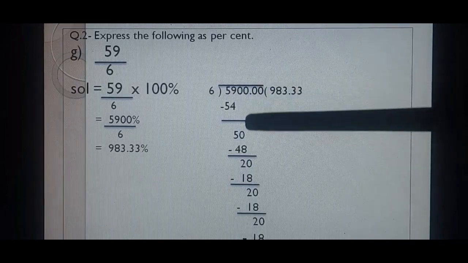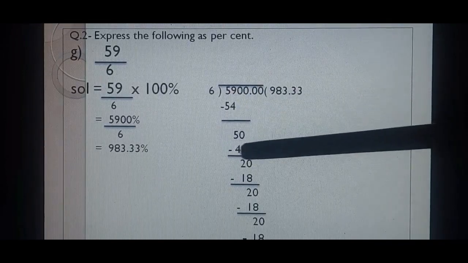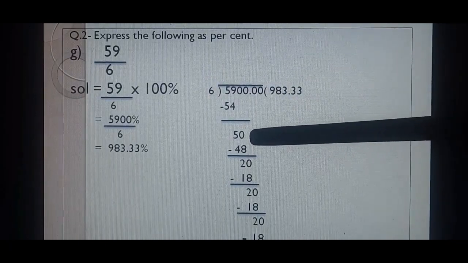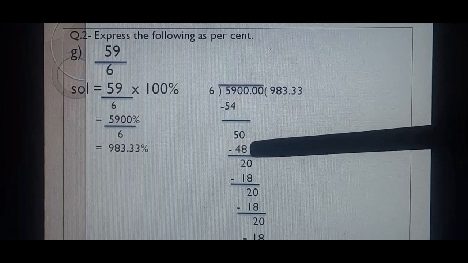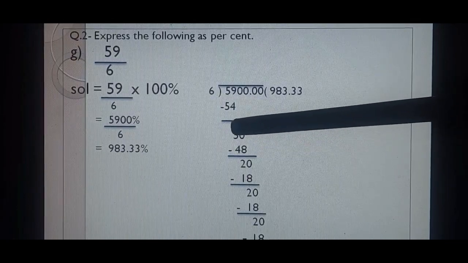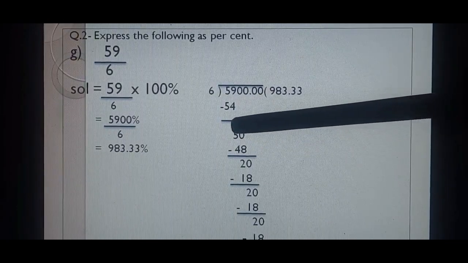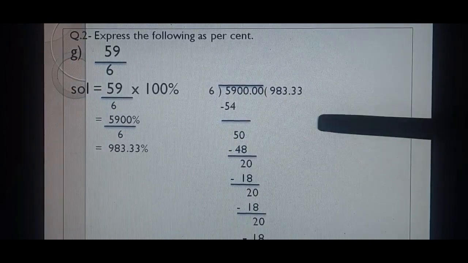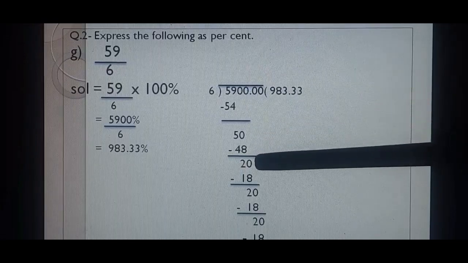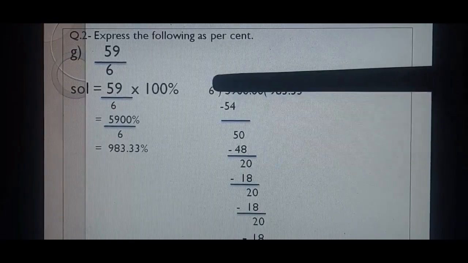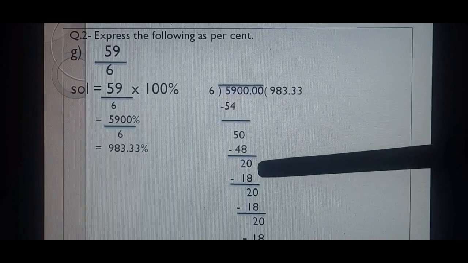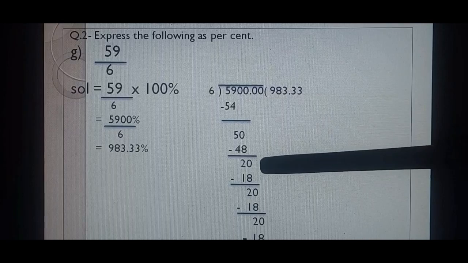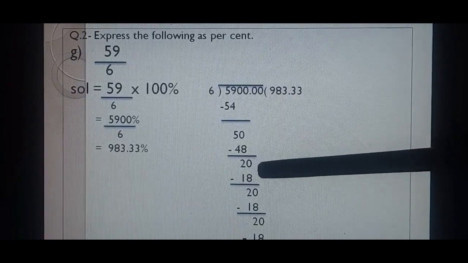Now 5 is there. We will take the next digit, that is 0. The number has become 50. 6 8s are 48. 0 minus 8 is not possible, so it will take borrow. 0 will become 10 and 5 will become 4. 10 minus 8, 2. 4 minus 4, 0. Now we will take the next digit, that is 0. The number has become 20. 6 3s are 18. 10 minus 8, 2. 1 minus 1, 0.